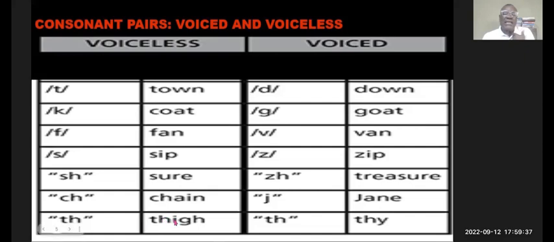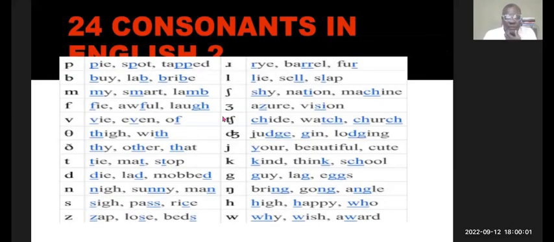Tie, tie. That, that. You can see the difference. So this is what we simply mean by voiceless and voiced sound. Okay? Now let's look at other important aspects of this lesson.